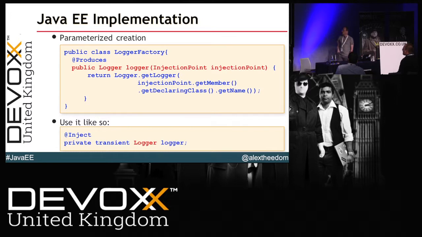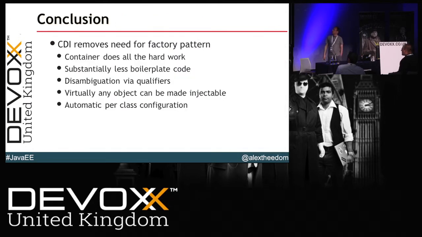And here we inject it, as we always do with CDI objects. So, conclusion. CDI removes the need for the factory pattern. Well, OK. The factory pattern has changed, perhaps into something different. It's now a producer method. It now produces anything it wants.